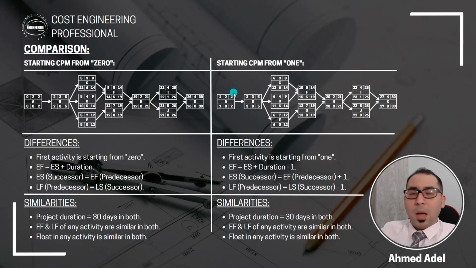1 plus 2 minus 1, that's 2. Then the 2 will come here as 3. 3 plus 3, 6, minus 1, 5, and so on until I'll get the 30 here. And here it was similar.